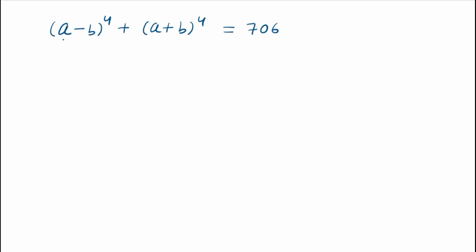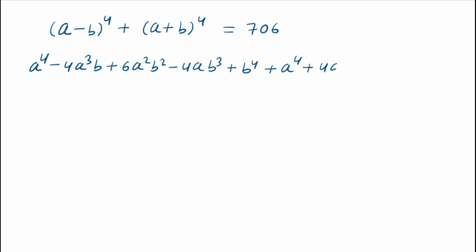We know that the algebraic identity of (a-b)^4 is a^4 - 4a^3b + 6a^2b^2 - 4ab^3 + b^4, and the algebraic identity of (a+b)^4 is a^4 + 4a^3b + 6a^2b^2 + 4ab^3 + b^4, this is equals to 706.